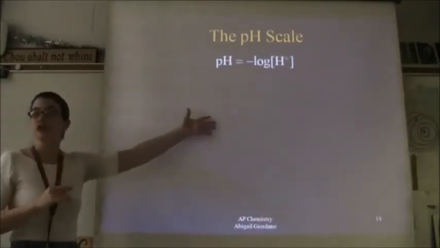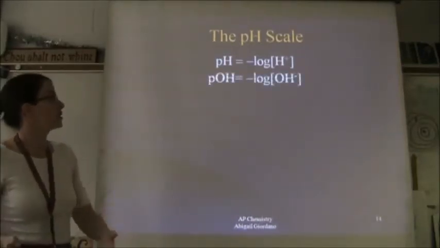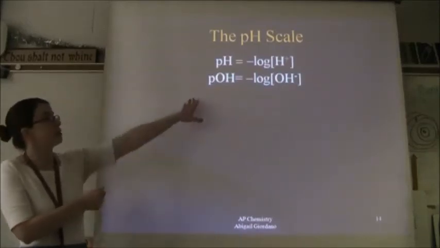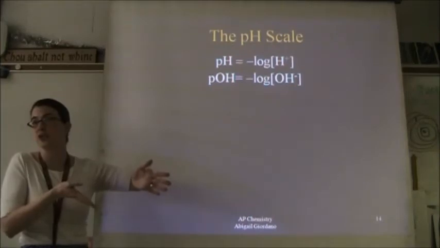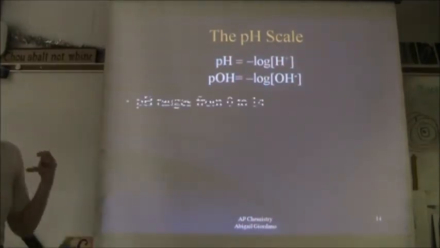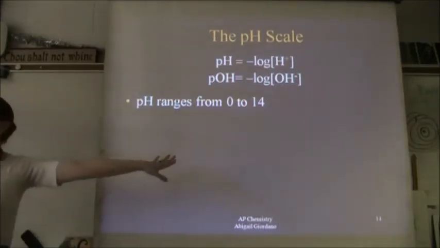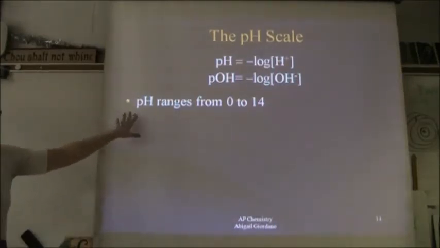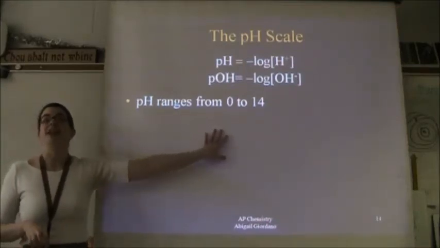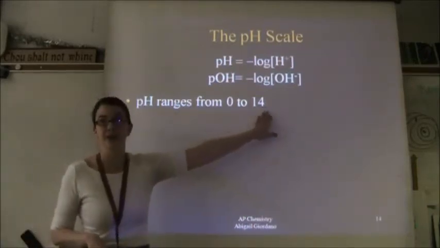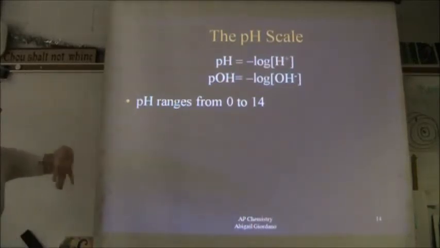We know there's a pH scale. Hopefully you know that there is a pOH scale as well. Very similar equation, just hydroxide instead of hydrogen. I'm sure you all know the pH scale is from 0 to 14. However, there is such a thing as a negative pH. There is such a thing as a pH greater than 14. That does exist. It's just that most of our pHs are going to fall in that range.